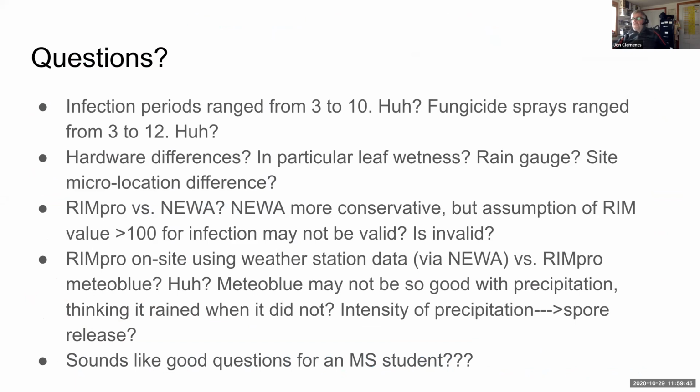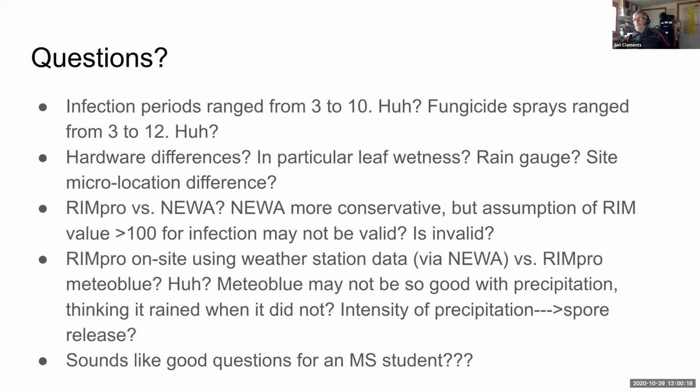The infection periods range from 3 to 10. Fungicide sprays range from 3 to 12. Again, that's a big difference. Were there hardware-based weather station differences, in particular leaf wetness, rain gauge? Was there a site micro-location difference? These weather stations, the 4 weather stations, weren't all right next to each other. There is some topography there. I frankly don't think that amounted to that big a difference, but it could have.